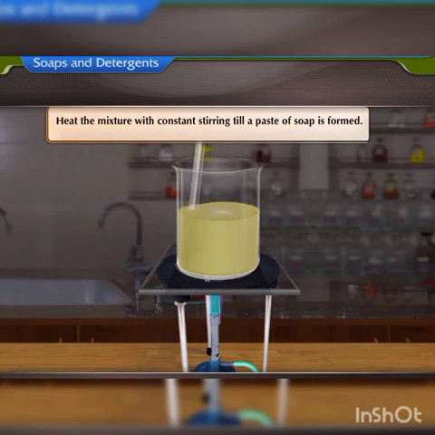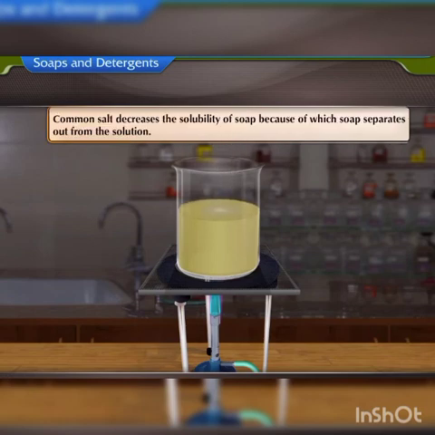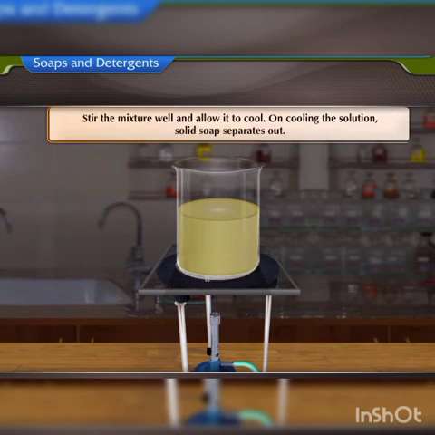Common salt decreases the solubility of soap, because of which soap separates out from the solution. Stir the mixture well and allow it to cool. On cooling the solution, solid soap separates out.